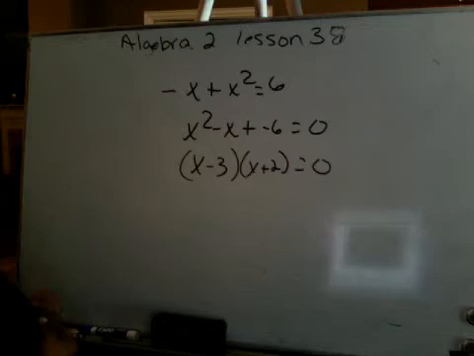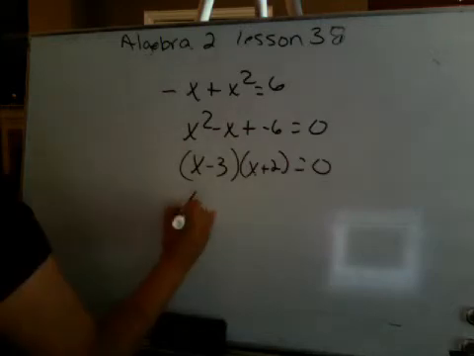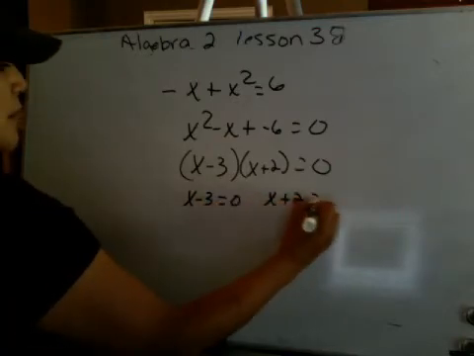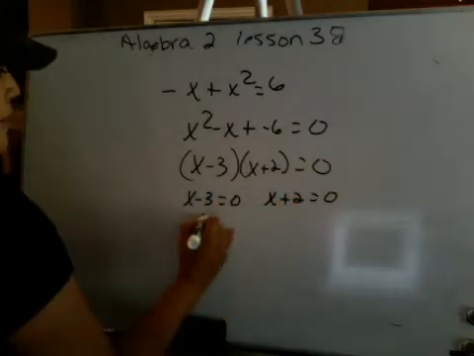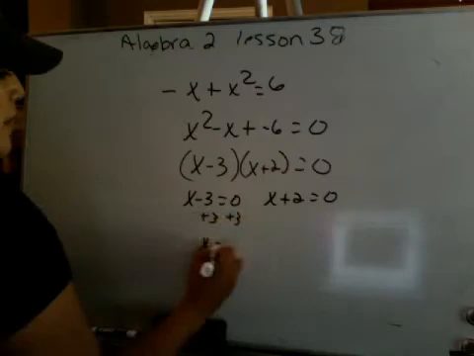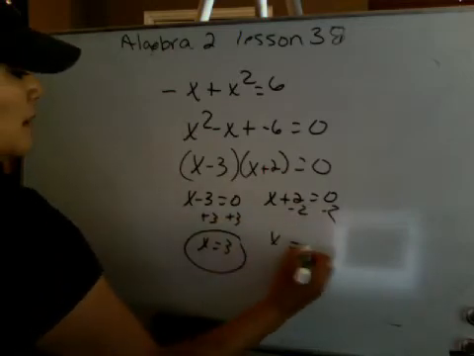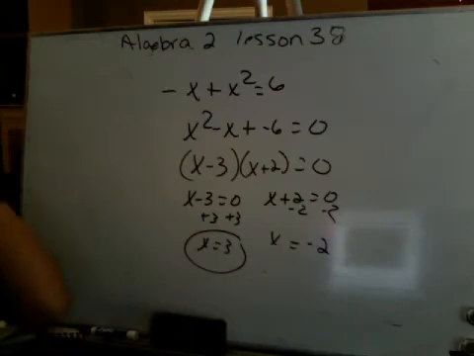Even though they look complicated, it's still a product of this and this equals 0. So I said one or both have to equal 0. So I can simply say x minus 3 equals 0, x plus 2 equals 0. And I can solve for x, adding 3 and subtracting 2. So x is 3 and x is negative 2 are my solutions or my roots. But I have to check them and make sure they work.